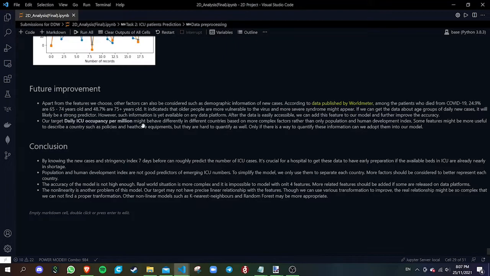In conclusion, knowing the new cases and stringency index 7 days before can roughly predict the number of ICU cases. So it's crucial for a hospital to get these data to have early preparation. However, population and human development index are not good predictors, and more features should be added if we want higher accuracy, but only after they are available.